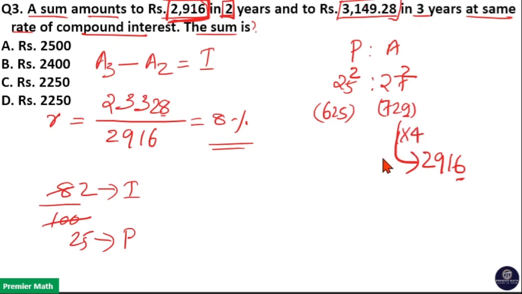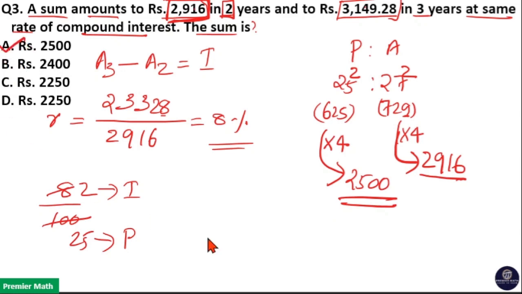So one part is equal to 4, which means 625 parts is the principal. So multiply 625 with 4. Here if I multiply 729 with 4, I will get 2916. So same way if I multiply 625 with 4, I will get 600 into 4, 2400. 25 into 4, 100. So 2400 plus 100 is 2500. So principal is 2500. Option A is your answer.